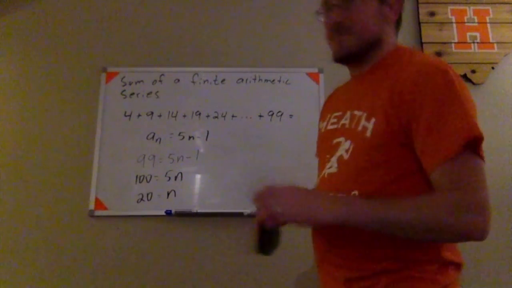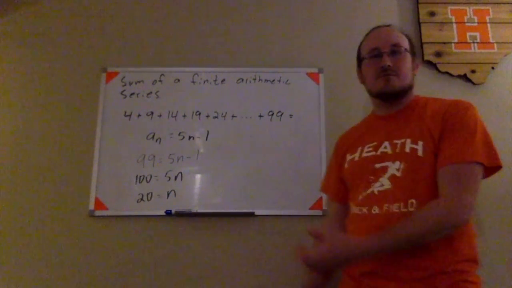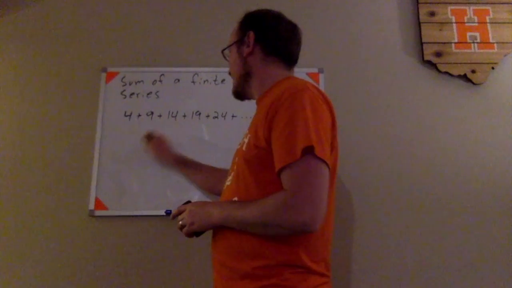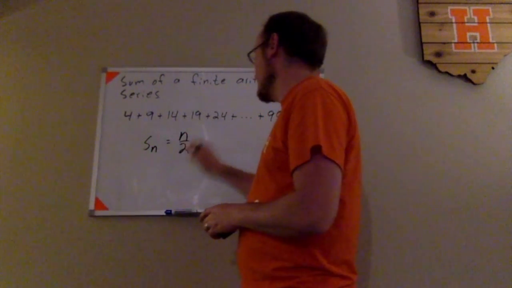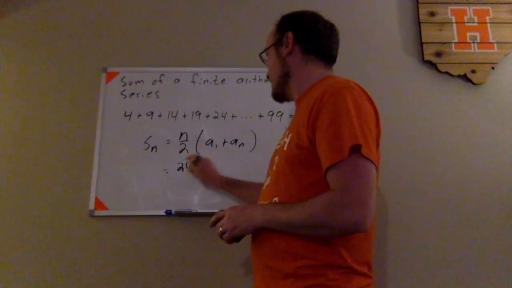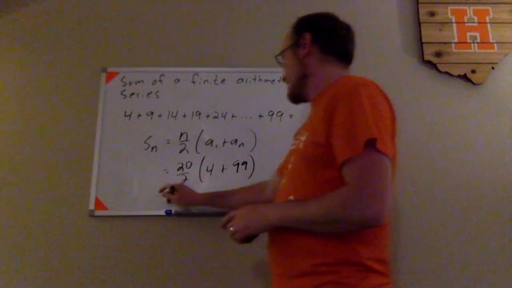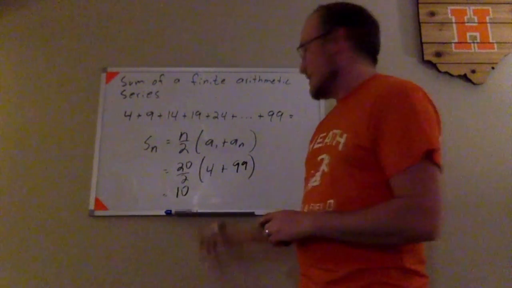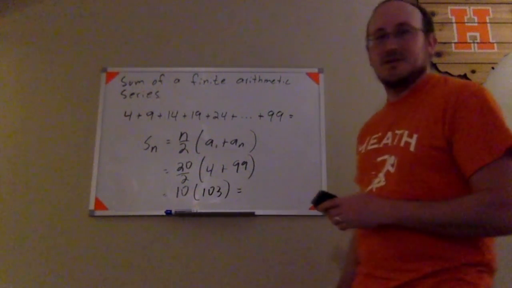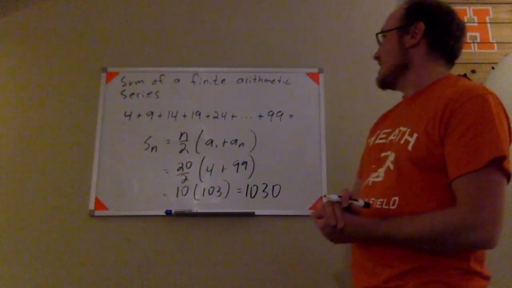Now I have all the information I need to use my formula. I have my first term of 4, my last term of 99, and I know there are 20 terms. So I go back to my formula, which said the sum was equal to n over 2 times a sub 1 plus a sub n. N was 20, so 20 over 2 times a sub 1, which is 4, plus 99. So I have 10 times 103, since 20 over 2 is 10 and 4 plus 99 is 103. Multiplying by 10, just add the 0 at the end. So I should have 1,030 for the sum of this finite arithmetic series.